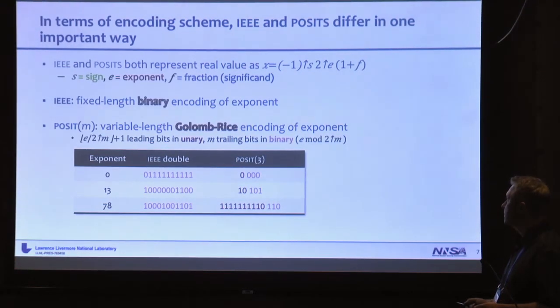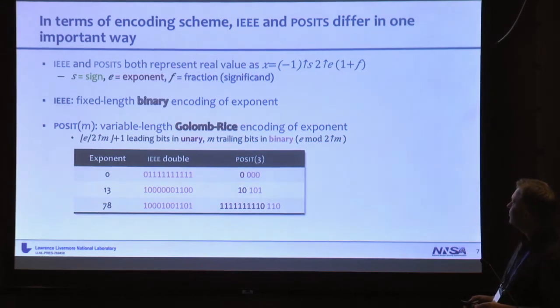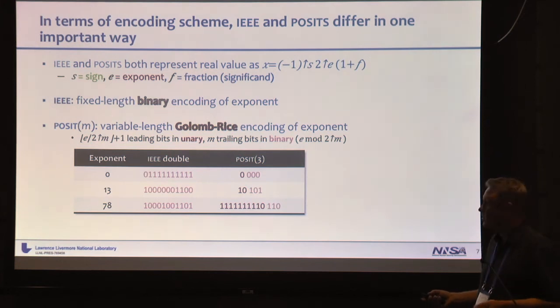So it looks something like this. Oh, that doesn't look good at all. Sorry about this slide. Something got lost in the translation here. But what this is supposed to be is essentially your standard representation of a real number in terms of a sign bit, an exponent, and a fraction, right? So POSITS and IEEE both encode these kinds of numbers.